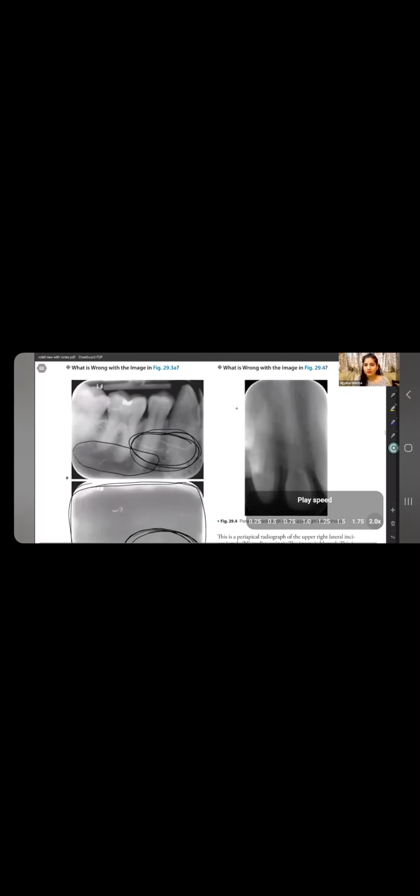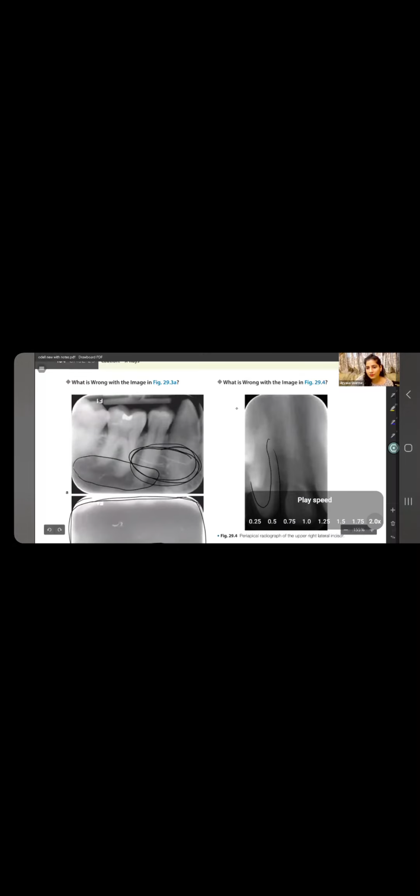Now there's another picture, 29.4. You see that there is overlapping or double image formation, right? That is when you see a shadow of the actual picture, that means it is a blurred image. Blurred image is because of movement. It could be the movement of the receptor, or it could be the movement of the patient. Anything can lead to the blurry image here, and this is the blurred image caused by the movement of the patient or of the image receptor during the exposure.